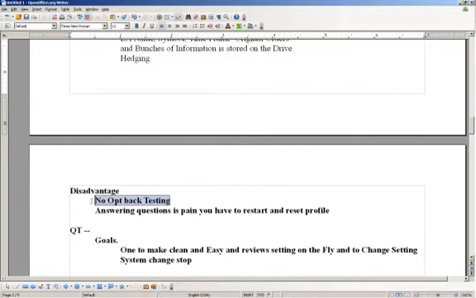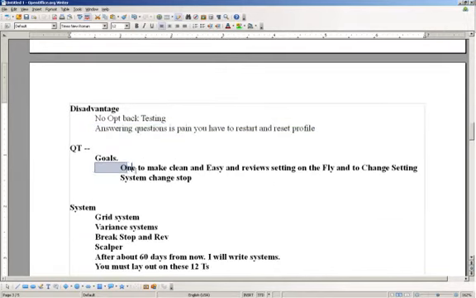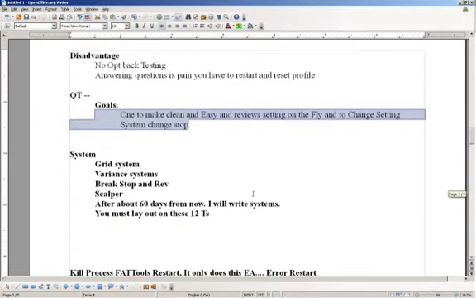The disadvantage of using this, there's no back testing. Answering questions is a pain to restart your profile. The long-term goal is to put them into Qt, make it easy to review. We haven't done that. We've got an application that we've designed that's not finished on this, but we hope we have one pretty quick set up. And what it does is, instead of inputting the questions by just asking you a question as a user, I'll show you how that works in just a second.